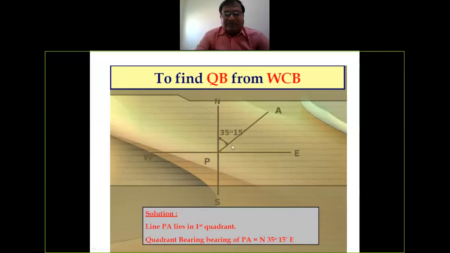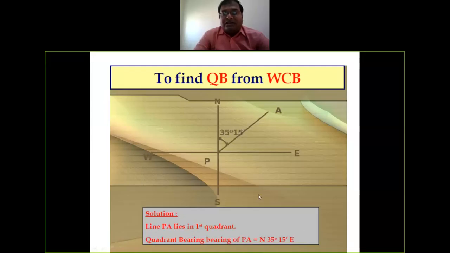You can see this first example. Here I have given the WCB value 35 degree 15 minute, which lies in the first quadrant. I have written line PA lies in the first quadrant. What is the rule of conversion? RB is equal to WCB, so you simply write this value: PA is 35 degree 15 minutes. In the QB system you have to mention the quadrant also. In the WCB system there is no need to mention the quadrant, but in the QB system you have to.